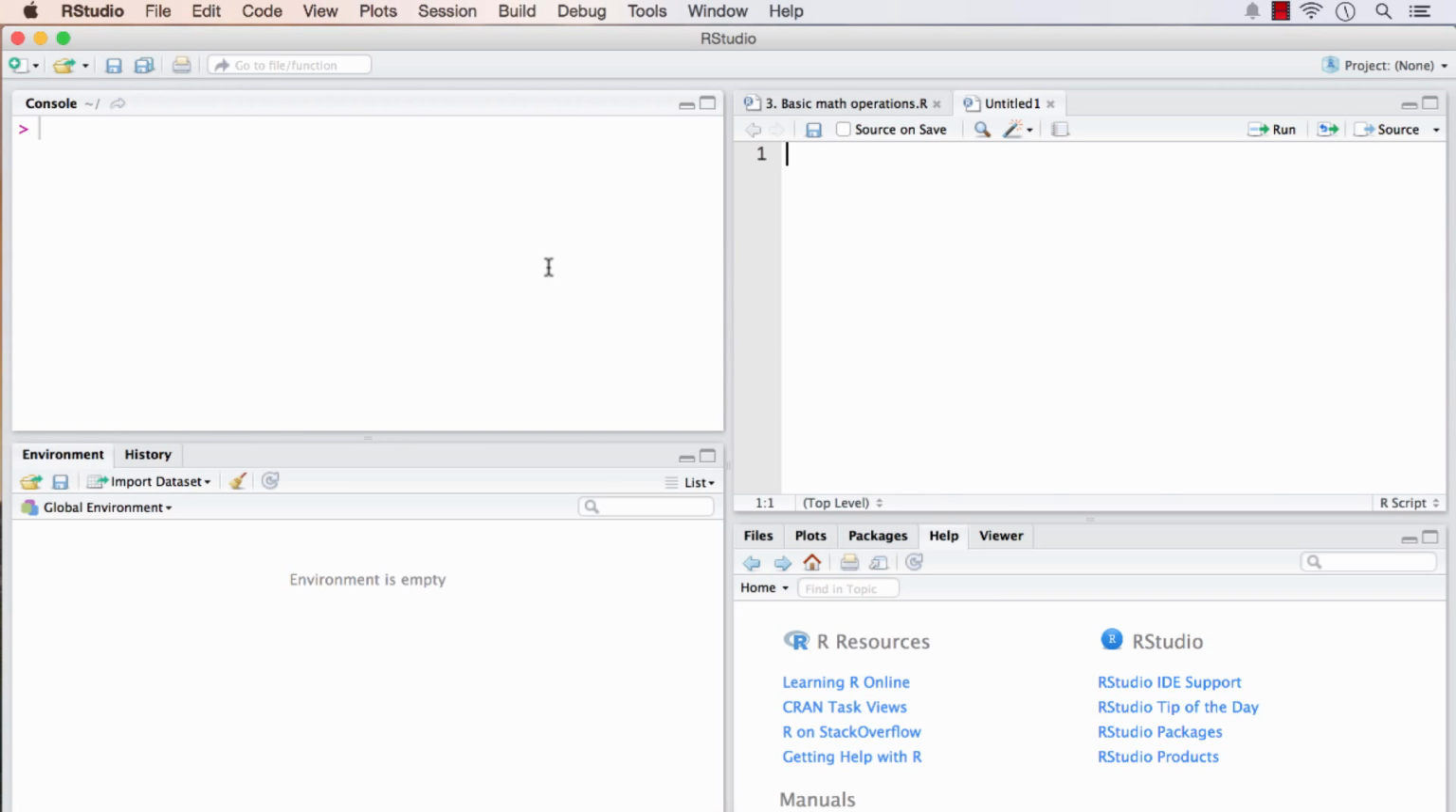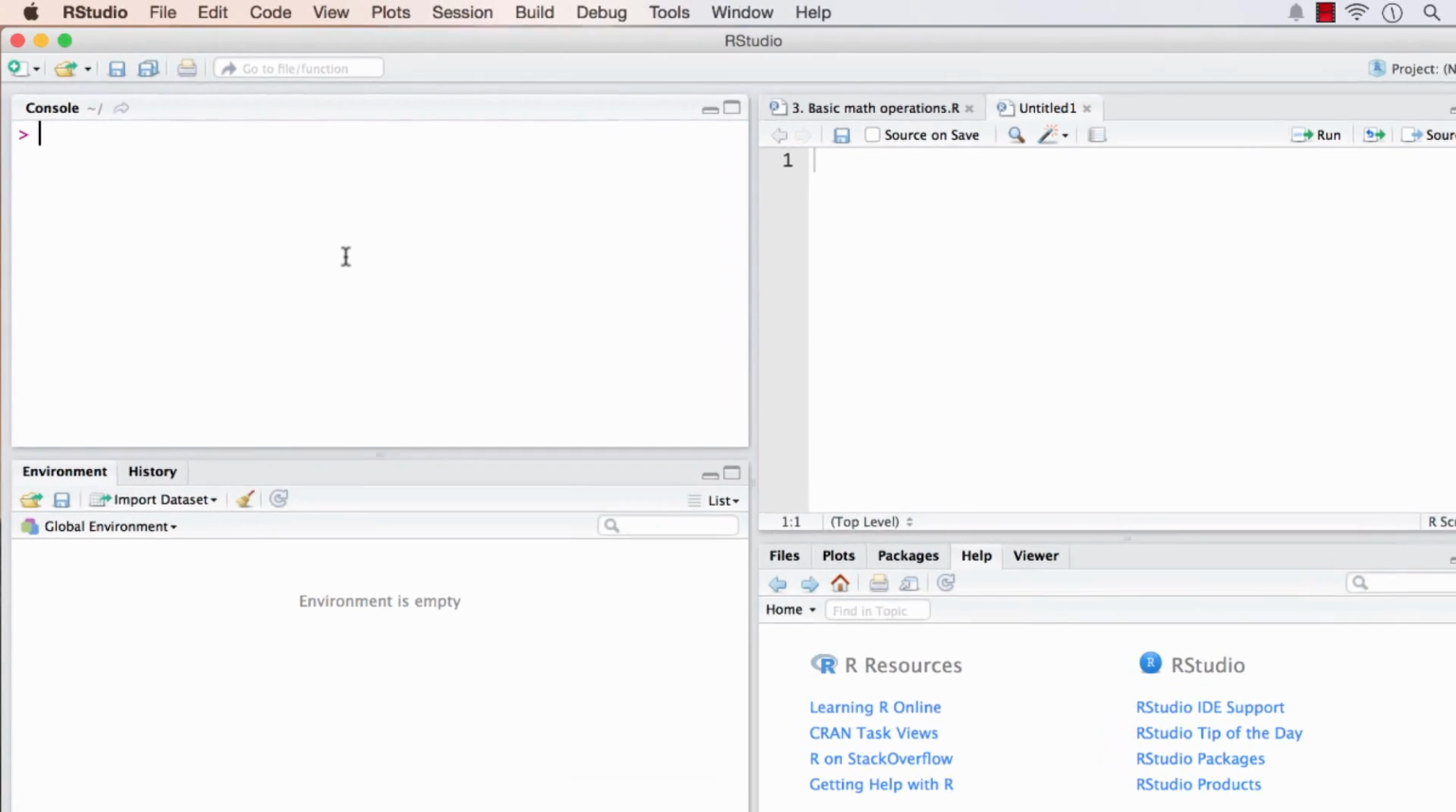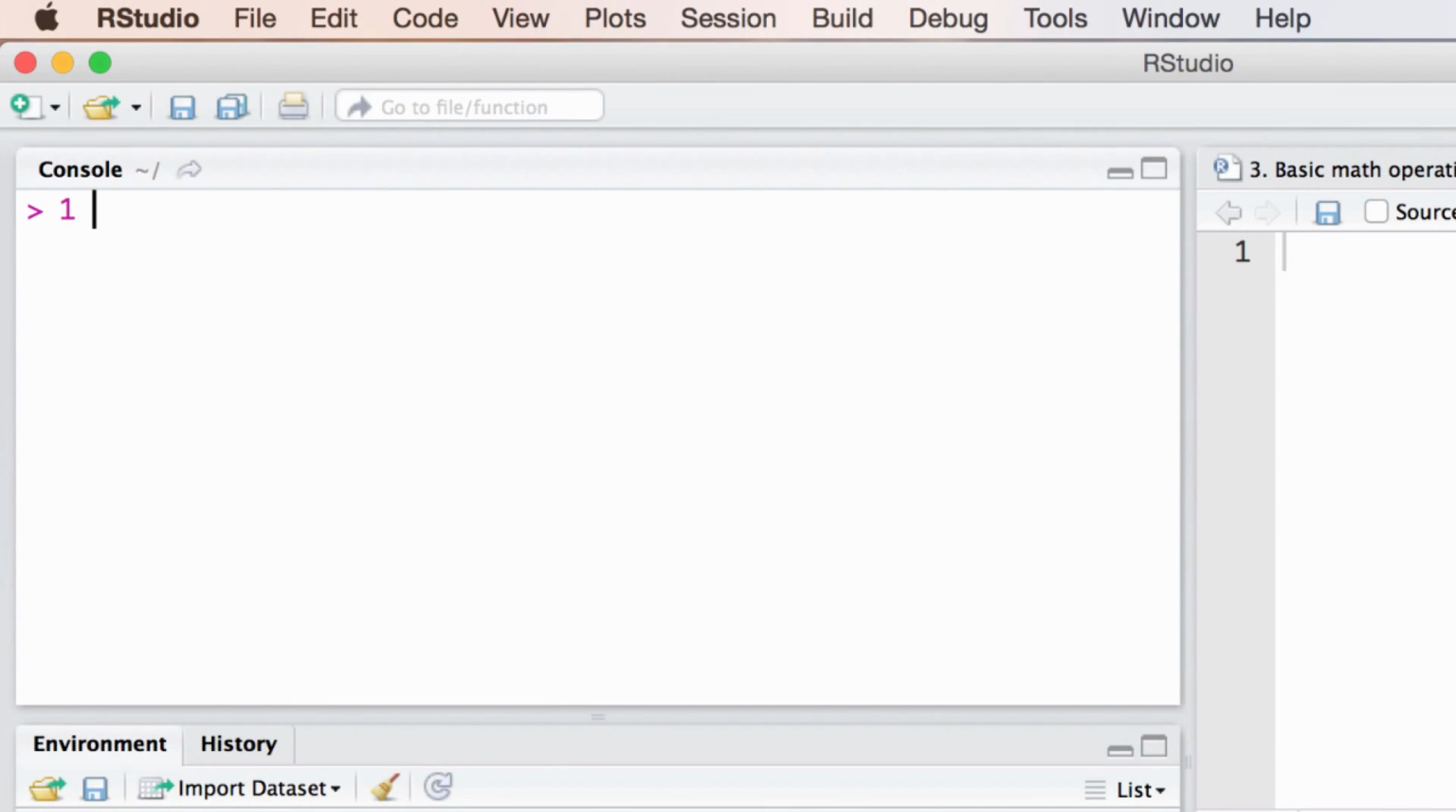Now that we have installed both R and RStudio and that now you are familiar with this specific layout, in this one we will see how to use R as a simple calculator. If not for anything else, you can use R to do some basic math operations. For example, I can go directly into the console and type 1 plus 1. It will give you the result.